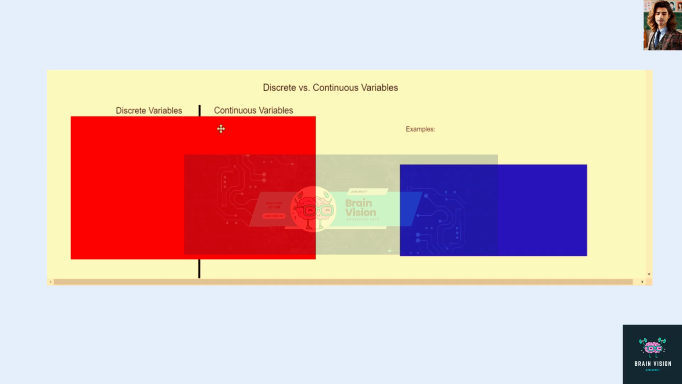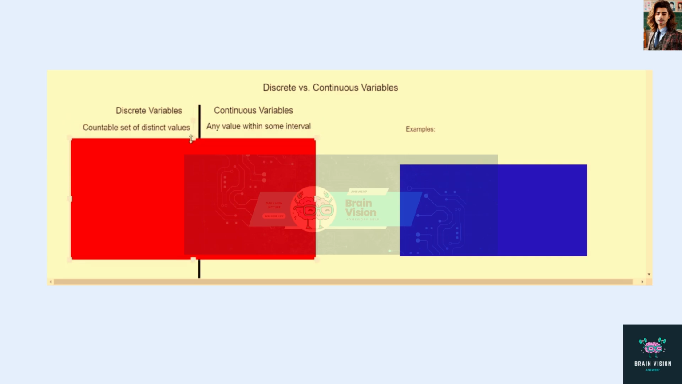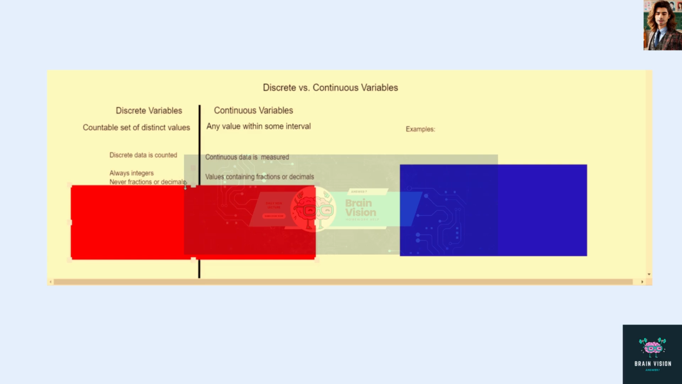So to start with, we will look at that discrete variables have countable sets of distinct values, whereas continuous variables can be any value within some interval, as well as discrete variables being data that is counted, whereas continuous data is measured, which leads to in continuous data we can have fractions or decimals. It's just whatever the value is that we are measuring, whereas discrete variables are always integers. They can never be fractions or decimals because it's just not how you would count the things you're looking at.